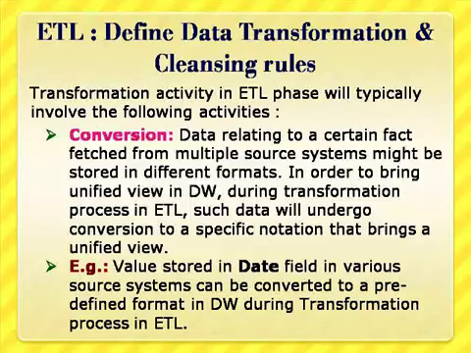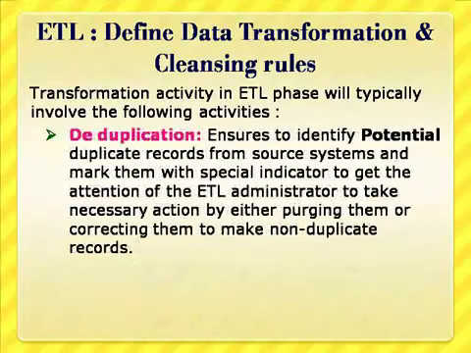Another final important activity as part of data transformation and cleansing rules in ETL is deduplication. This is by far a very important activity, and it ensures to identify potential duplicate records from source systems and mark them with a special indicator to get the attention of the ETL administrator to take necessary action by either purging them or correcting them to make non-duplicate records.